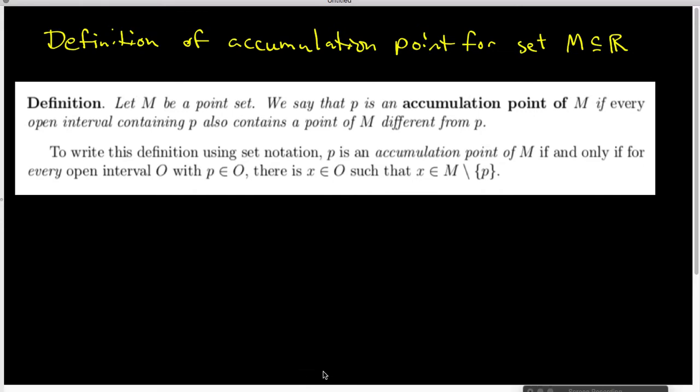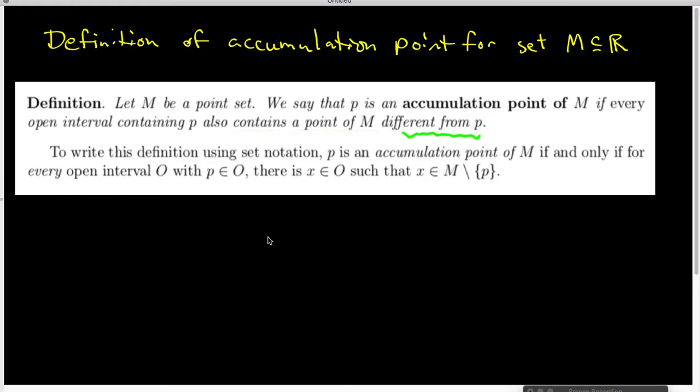The first thing that I want to realize is that we've got some quantifiers. P is an accumulation point for M if every, that's a quantifier, open interval containing P also contains, there's an implicit quantifier there, a point of M that is different from P.